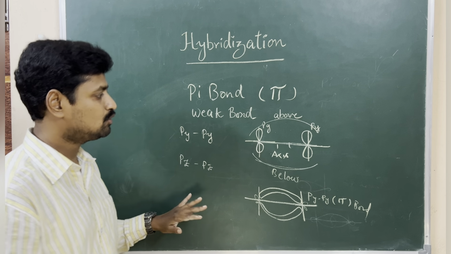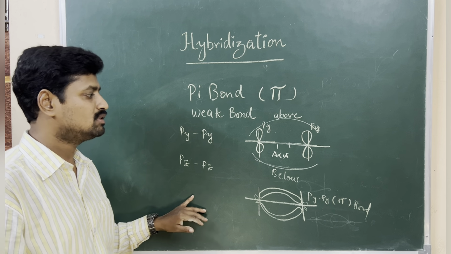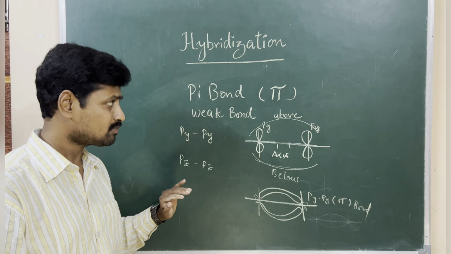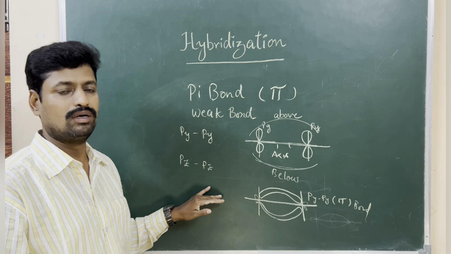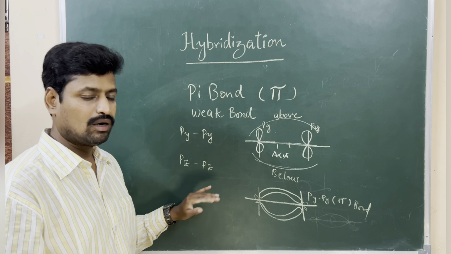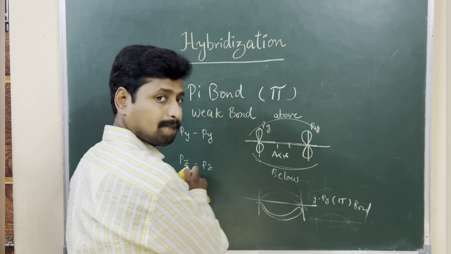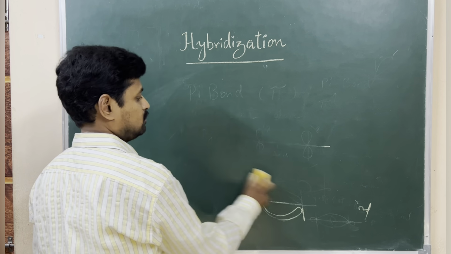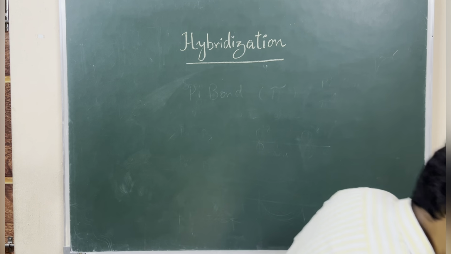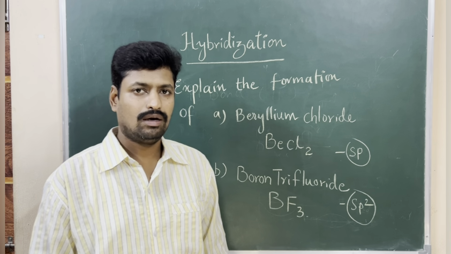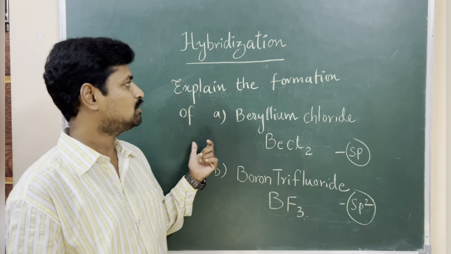These are the two types of bonds which are very essential in understanding the concept of bonding and also hybridization. Now this is the important question.